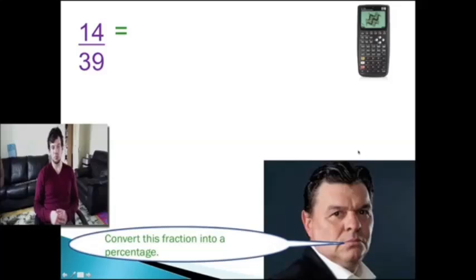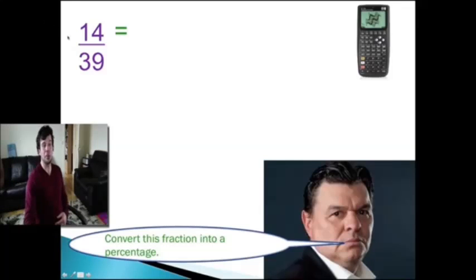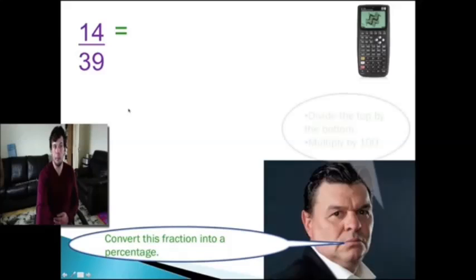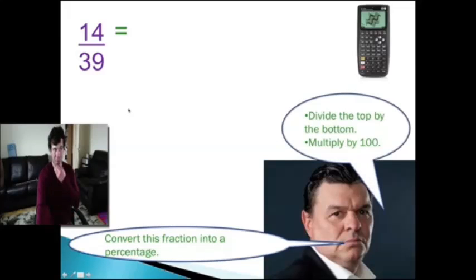Convert this fraction into a percentage. We're converting fractions into percentages again, but hold on a second, this time we are going to use a calculator. What does fraction mean? Fraction actually means divide. The trick we're going to use is this divide button on the calculator to get a decimal, and then we're going to convert that decimal to a percentage. We will press 14 divided by 39. Divide the top by the bottom and multiply by 100.